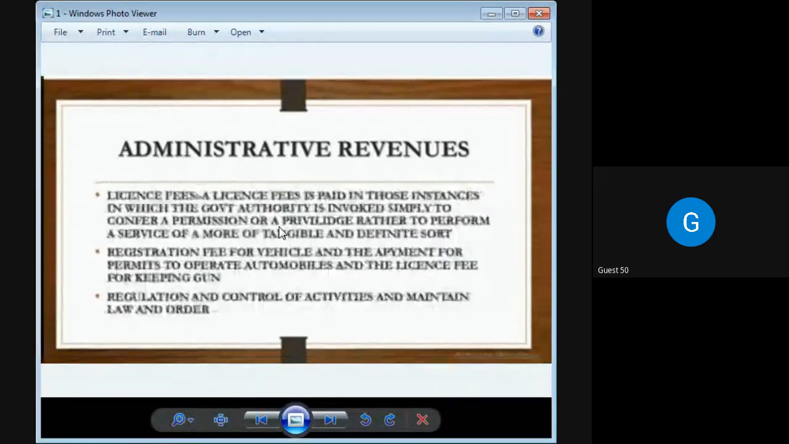Now, next is license fees. A license fee is paid in those instances in which the government authority is invoked simply to confer a permission or a privilege to perform a service of a more or less tangible and definite sort. As I told you in the example of a vehicle, if you use a vehicle to drive on the road, you need a license, and for that license you need to pay some fees. That fee is known as license fees.